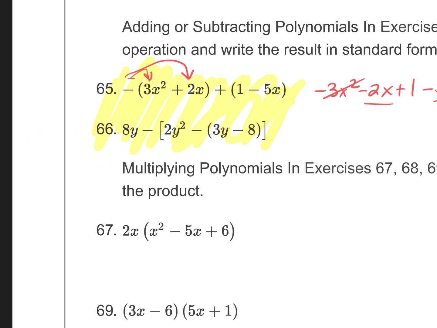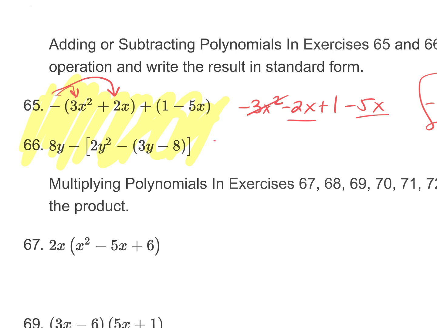All right, same thing here. I have parentheses and a bracket. Whenever you have a parenthesis and a bracket, when you have different kinds of notations, you have to work from the inside out. Does that make sense? All right, so when I say inside out, I'm going to leave 8y minus right here. And then I'm going to look on the inside of my bracket. Do I have a negative sign that I should distribute? Yes. Where is it? It's right in front of that 3y, correct? So I have to distribute here and here. So this becomes 2y squared minus 3y plus 8.